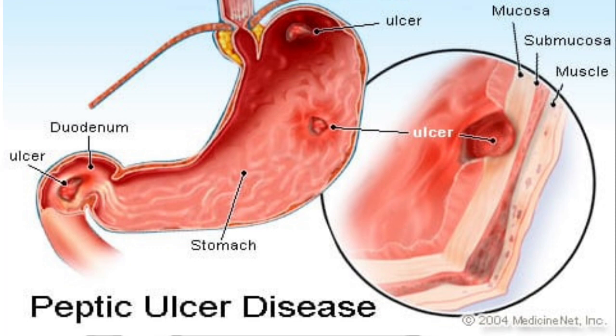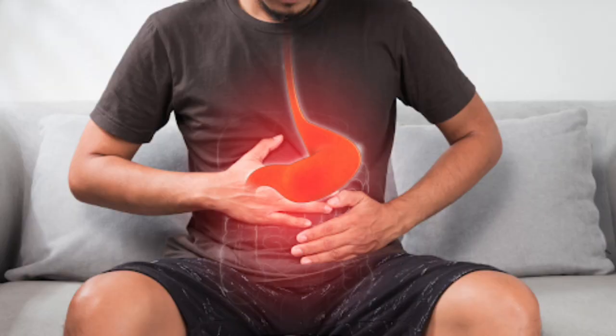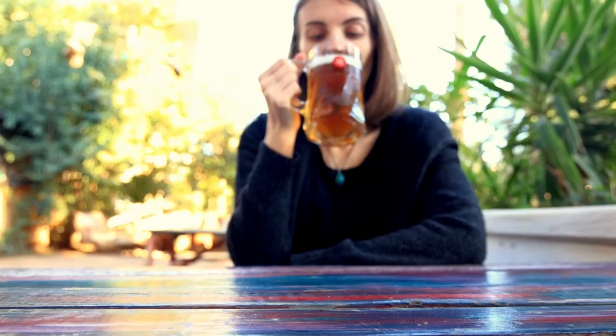pylori infection. Esophageal ulcers. These ulcers occur in the lining of the esophagus, which is the tube that carries food from the mouth to the stomach. They can be caused by factors such as acid reflux, alcohol consumption, and smoking, and can cause symptoms such as difficulty swallowing, chest pain, and heartburn.